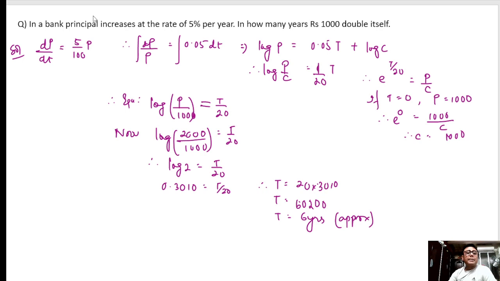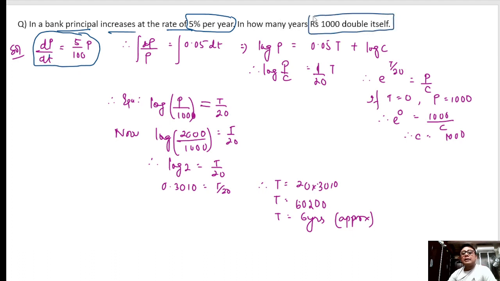Let's see the next sum. In a bank, principal increases at the rate of 5% per year. So principal increases 5% per year, so dp by dt is 5% of p. In how many years will rupees 1000 double itself?